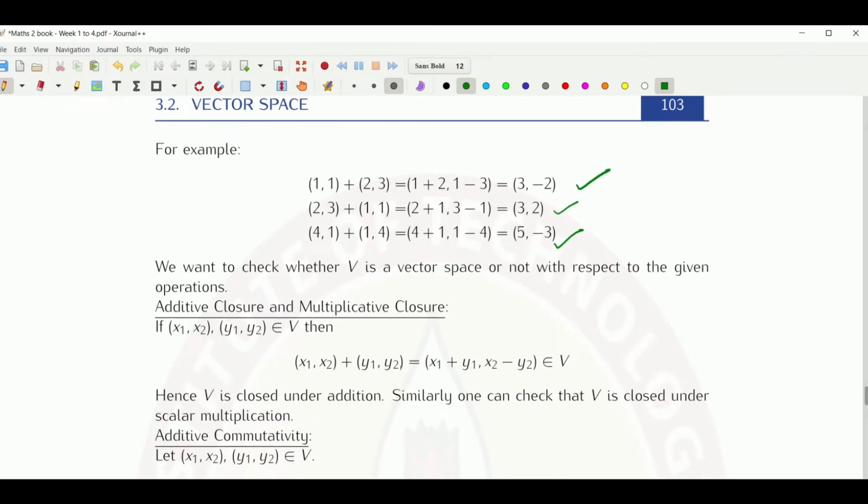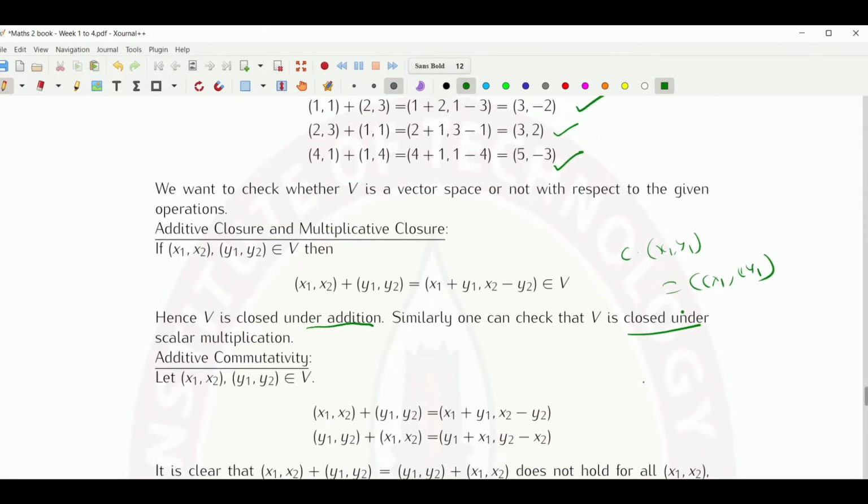Let's check. x1 x2 plus y1 y2 is equal to x1 plus y1 and x2 minus y2 belongs to V. Hence V is closed under addition. It satisfies the additive closure. Similarly, one can check that V is closed under scalar multiplication also, because there is no change. c dot x1 y1 will be cx1 and cy1, so no change.